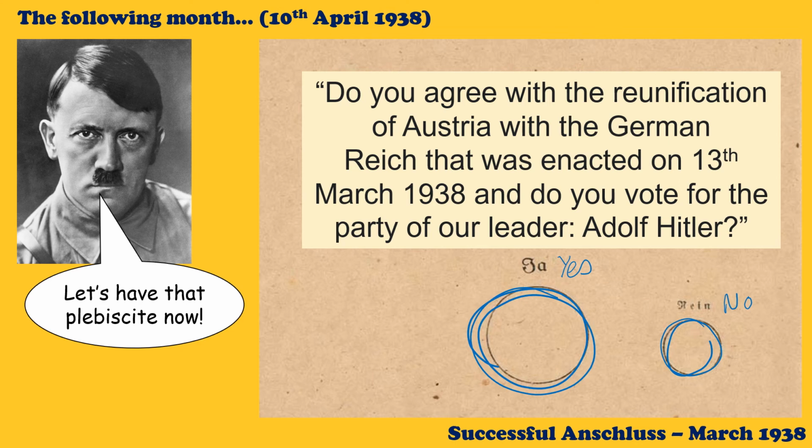But this wasn't the only dodgy goings on. All of the polling stations in Austria were heavily manned by soldiers. So they were literally voting with a gun pointed towards their heads. So do you agree? Yes. You know, this big box here, yes, do you agree?